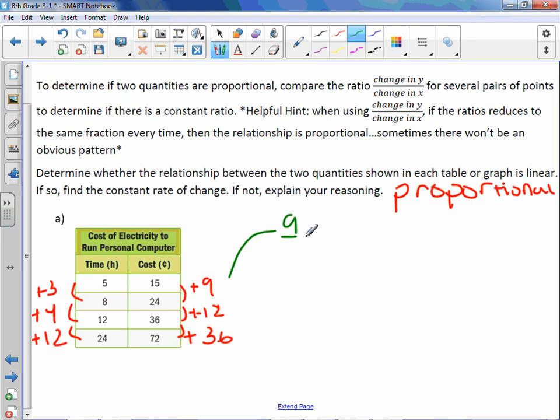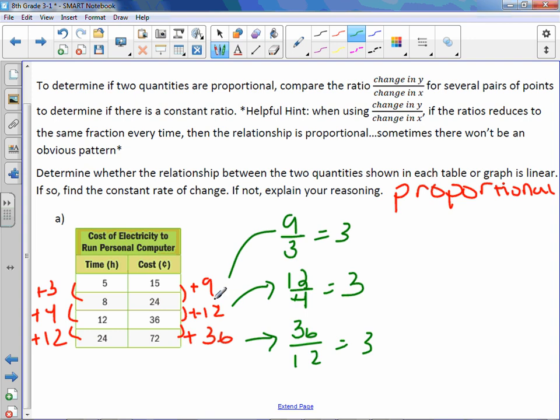So 9 divided by 3 is 3. Okay. And the next one, 12 divided by 4 is 3. And the last one, 36 divided by 12 is 3. And again, I'm getting these numbers from here. 9 and 3, 12 and 4, 36 and 12. So this right here tells me it's linear. So it is linear.